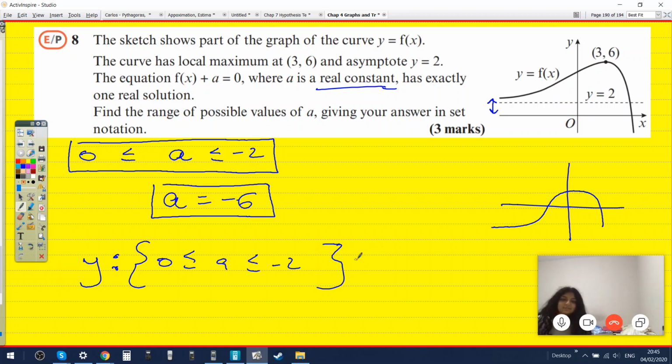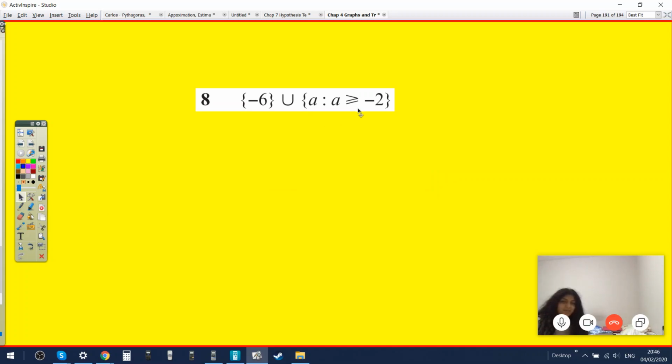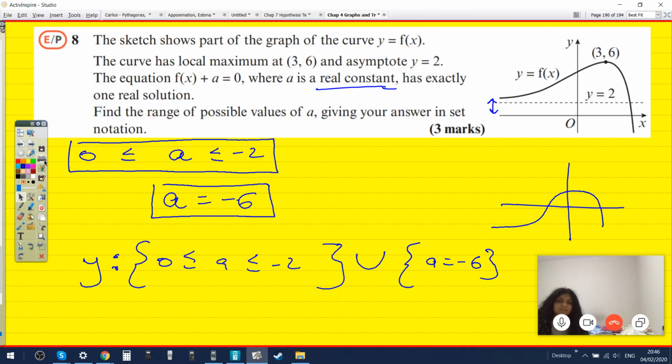Yes, I think we might have to do this. Yeah, A. I think that because A could be A equals -6, and I think it would be the union of those two. Let us see. No. But I don't like this answer. A is greater than or equal to -2.